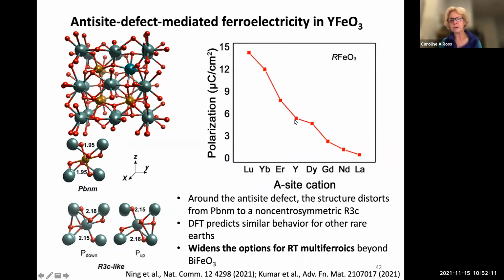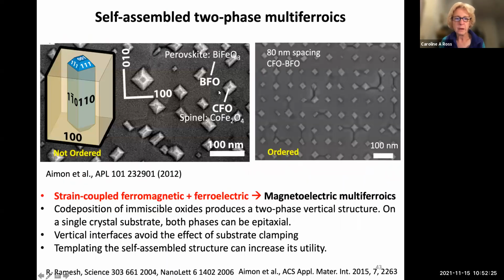And we measured it for yttrium, but DFT predicts it should be stronger even for smaller rare earths like lutetium and ytterbium. So we are currently looking at those. And this gives us a wider option for multiferroics. Another way of getting multiferroic behavior is to combine a ferroelectric material and a magnetic material. For example, a ferroelectric perovskite like bismuth ferrite and a spinel ferrite, which is magnetic, like cobalt ferrite. And we've worked on these for some years.